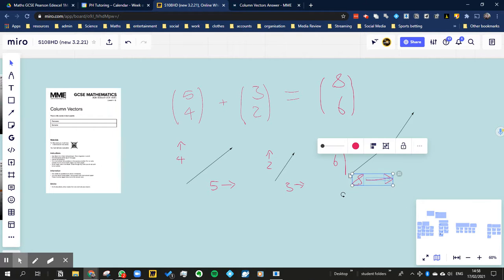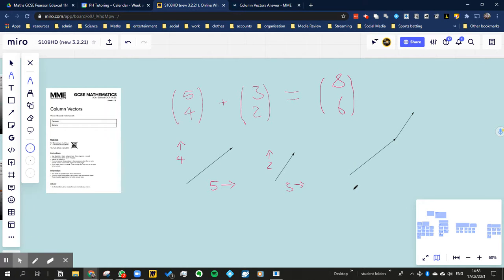So it'd be like this. You should find that that's going to be 8 across, and that would be 6 up. And so if I drew a line from here all the way to there, if it was straight, then that would be the resultant vector. So that would be my vector of 8, 6. Okay, so have a go at these questions here.